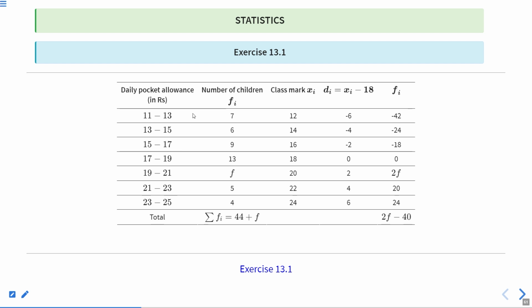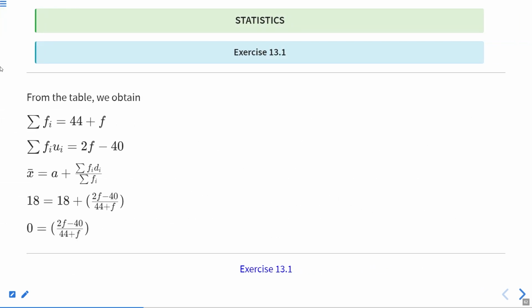Now if we take all the sums, the total summation fi is equal to 44 plus f, and summation fi di is equal to 2f minus 40. So from the table we obtain summation fi equal to 44 plus f, and summation fi di equal to 2f minus 40.